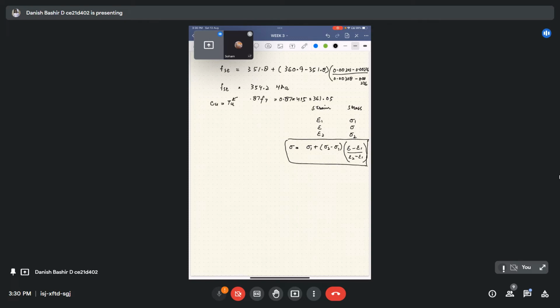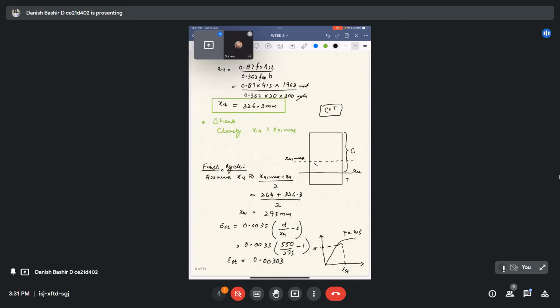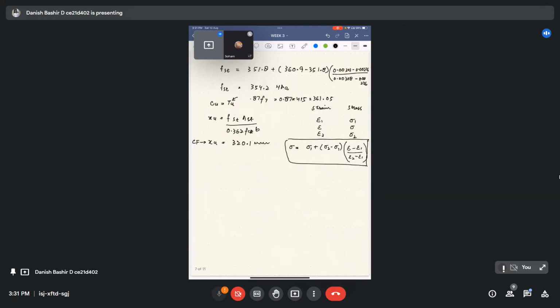That's below the yield point. So we are correcting the stresses, and up to that point we will get the true depth of the neutral axis. When we equate this equation, we will get XU equal to FST AST divided by 0.362 FCK B. When you substitute all these values here, we get XU as 320.1 mm. This is cycle first, 320.1 mm. What we assumed was 295, so there is a difference. So we have to do iteration again using this value.